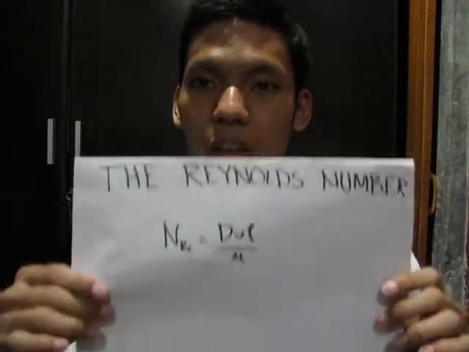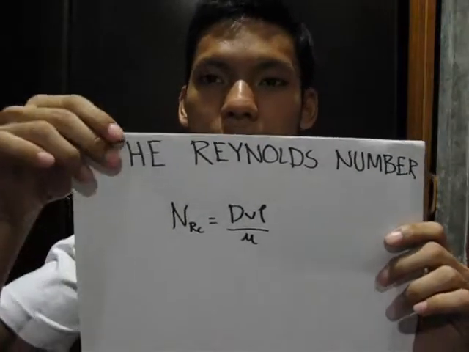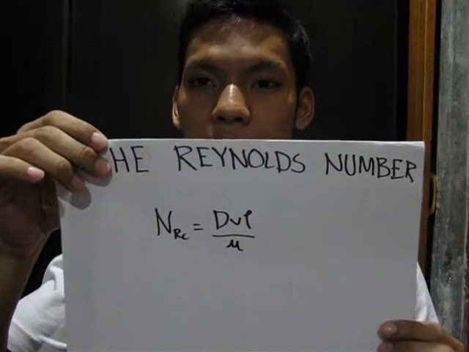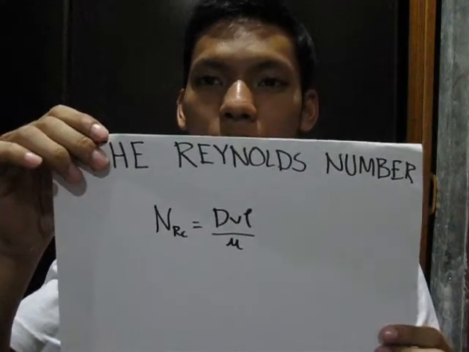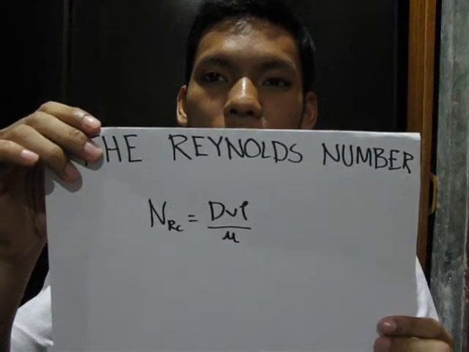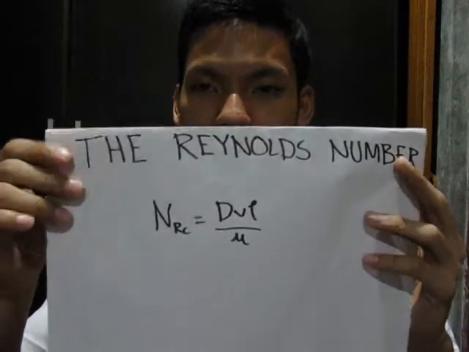How do we know if the flow is laminar or turbulent? Osborne Reynolds is the one who conducted the experiment and derived the formula, the Reynolds number. And this is Dvρ over μ, or inside diameter times velocity times density over viscosity. If the answer is greater than 2100, the flow is turbulent, and if the Reynolds number is equal to or less than 2100, then the flow is laminar.